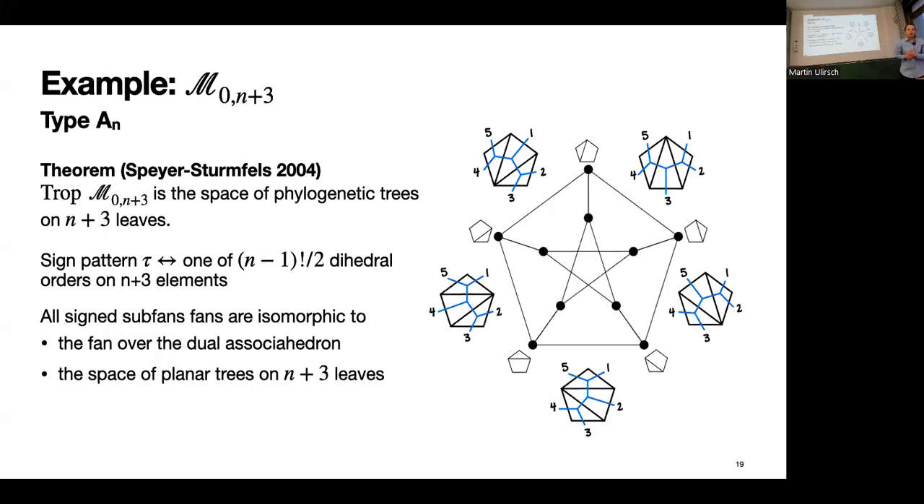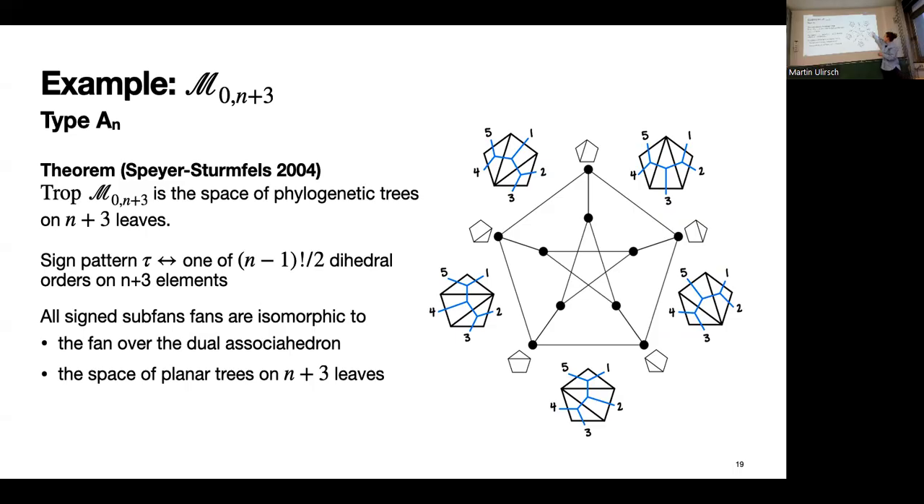Okay, and here's an example that's pretty well known. So again, the tropicalization of M_{0,n+3} is the space of phylogenetic trees on n+3 leaves. And it looks like the fan over the Petersen graph. And okay, and the positive part, so one of the positive components is this pentagon around the outside.